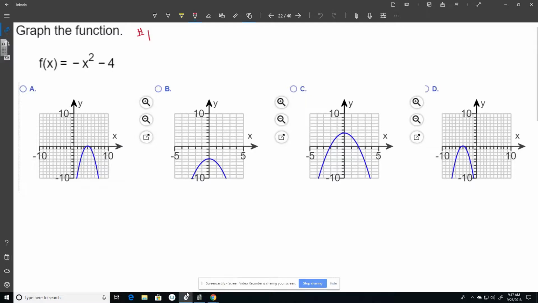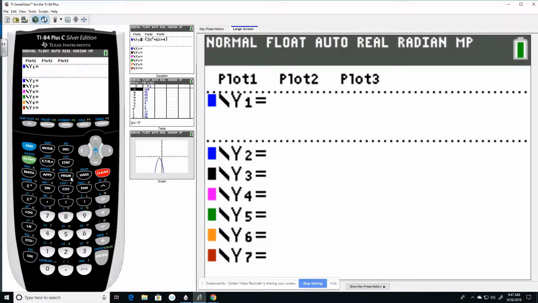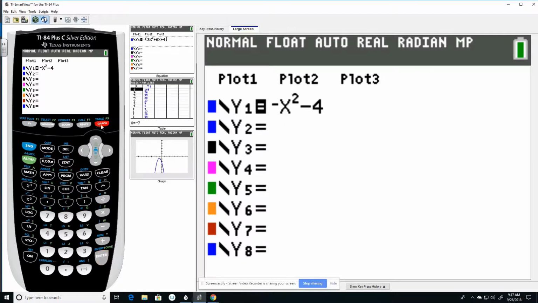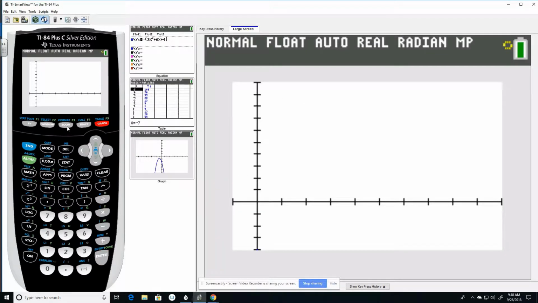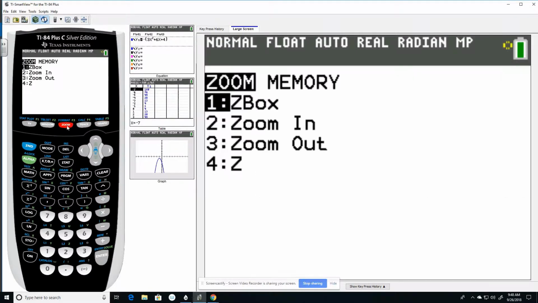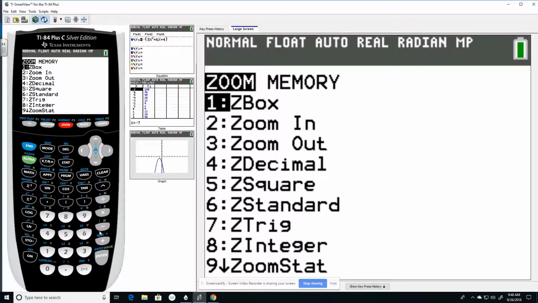So number one on the review, f of x equals negative x squared minus 4. Remember, that's just like y equals negative x squared minus 4, it wants us to graph it. You can plug in numbers and see which ones match the graph, or you can just put it in your calculator. Negative x squared minus 4. And when I hit graph, my zoom's a little bit funny, so I'm going to have to fix that. If I go zoom, probably standard.